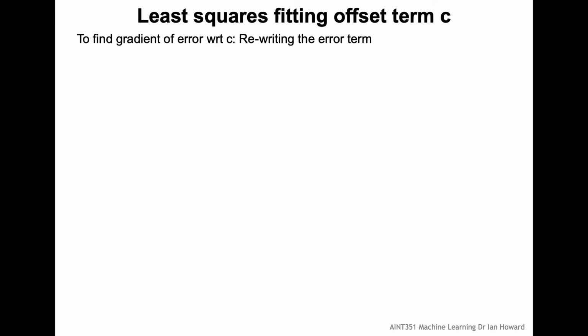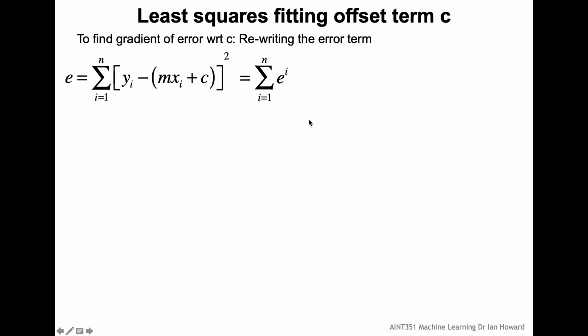All we're going to do now is the same thing again for c. Again, the first bit's exactly the same. So starting with our expression for the error, the summed squared error across the entire data set, again we just rewrite it in terms of the sum of all the individual sample errors, where the individual sample error is given by the y value, take away the predicted y value, squared.